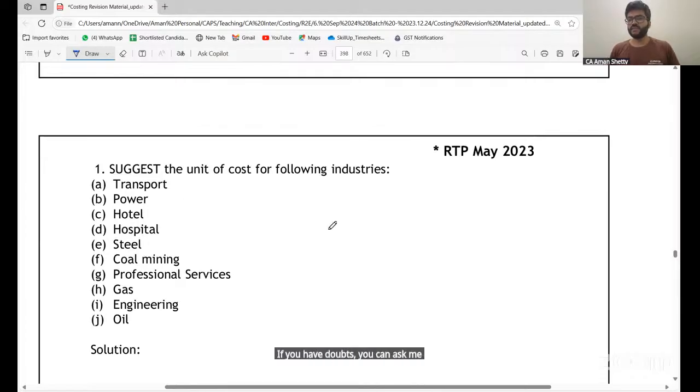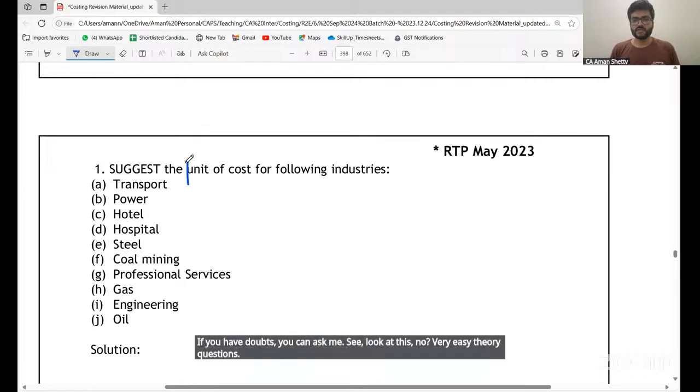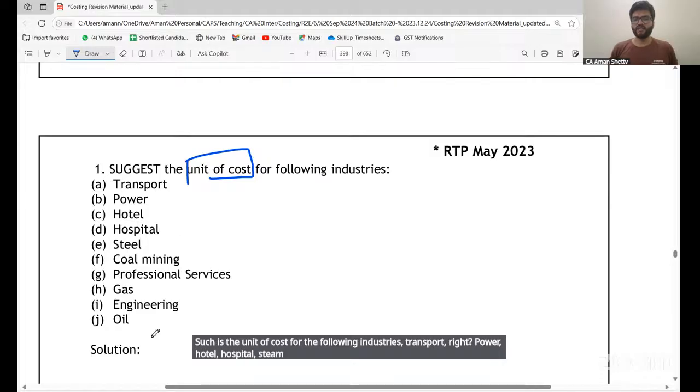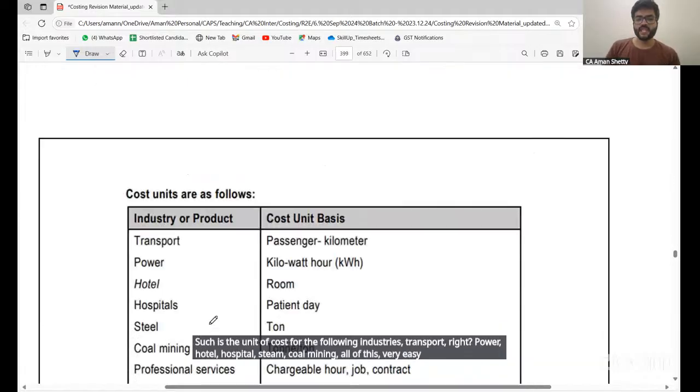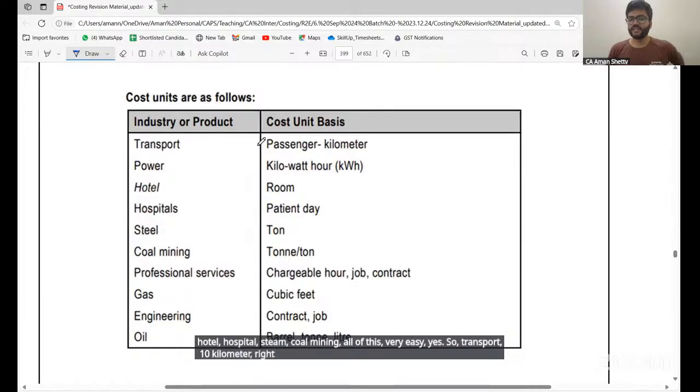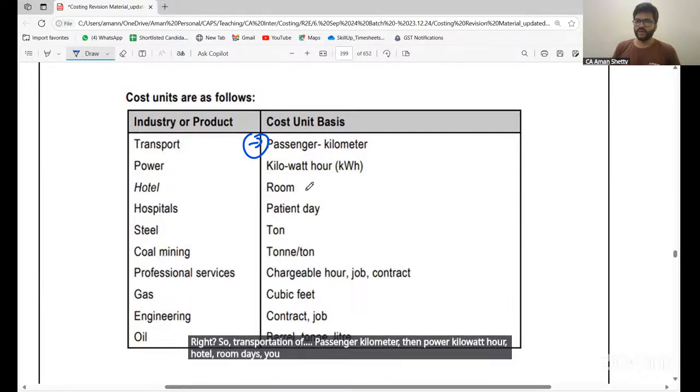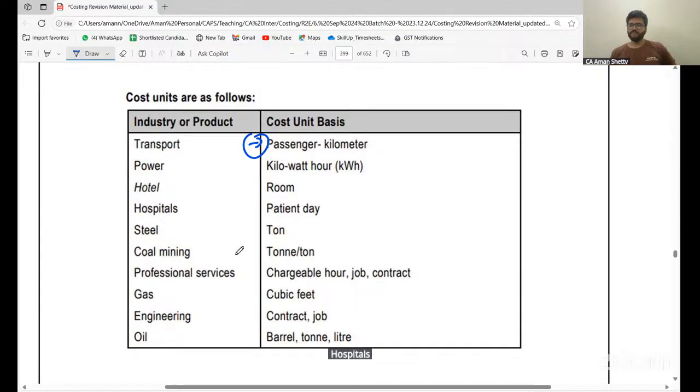See, look at this now. Very easy theory questions. Suggest the unit of cost for the following industries: transport, power, hotel, hospital, steel, coal mining. All of this is very easy. Yes. So transport, bus, passenger kilometer, then power kilowatt hour, hotel room days, you can write room days or room nights also, hospitals patient day, steel would be ton, coal mining ton, professional services chargeable hour, job or contract.